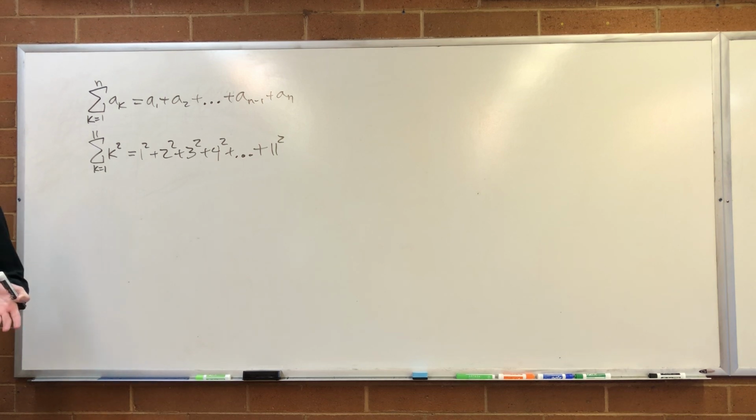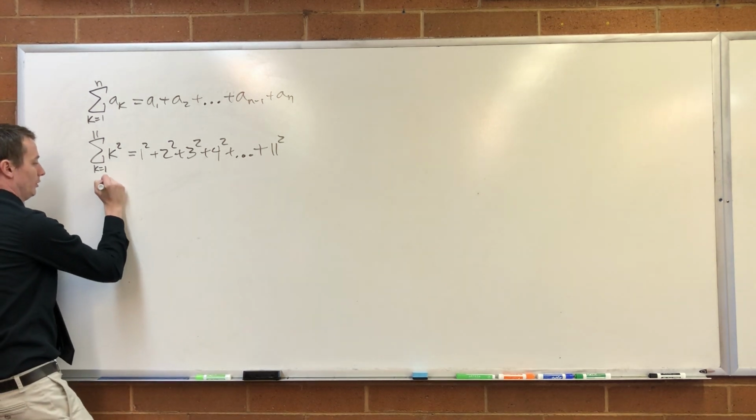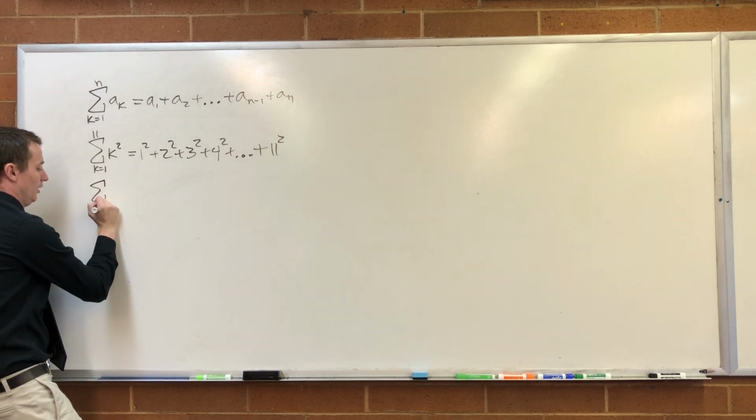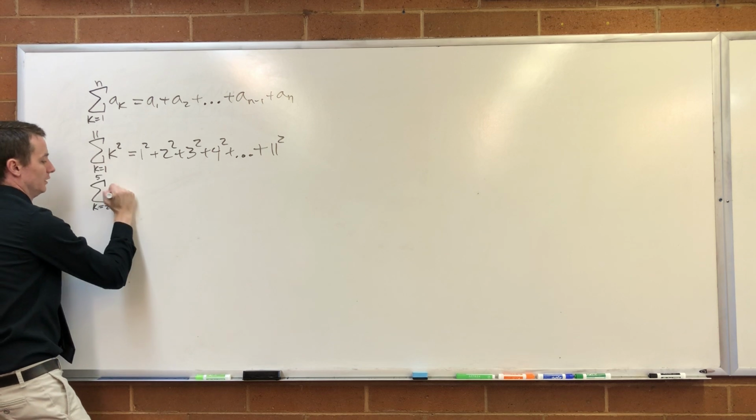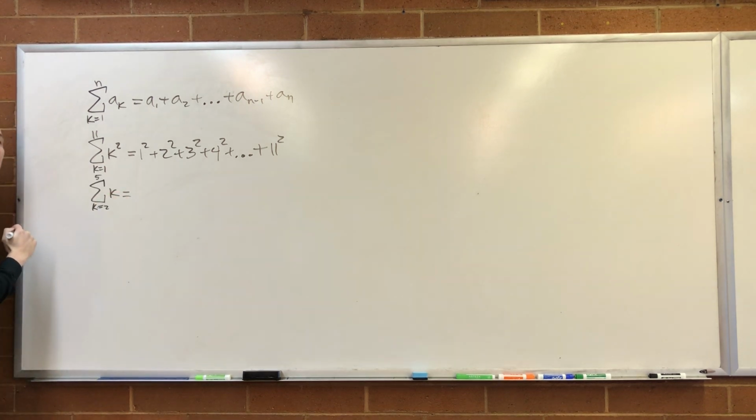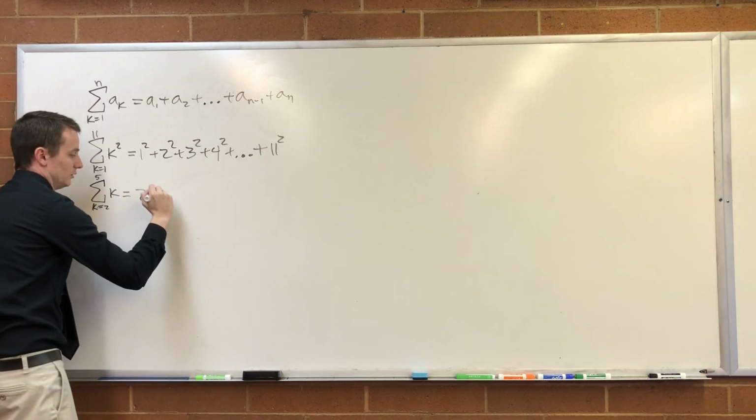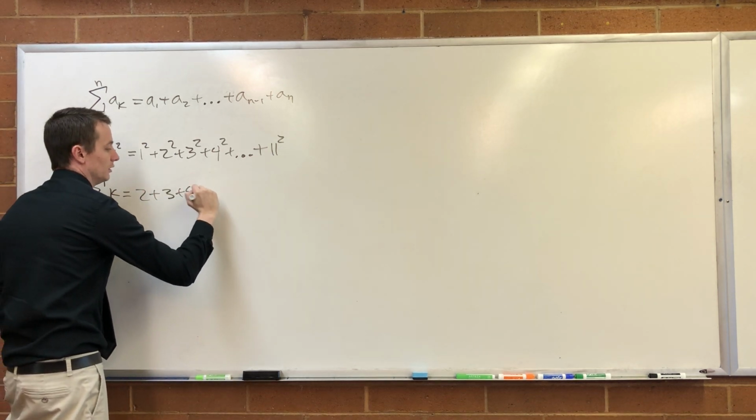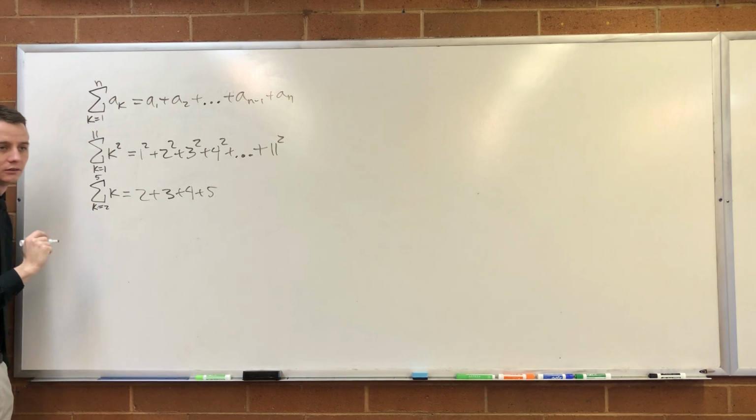Okay. Does that make sense? Mm-hmm. So let's write some really simple ones. What if I say the sum from k equals 2 to 5 of k? What's that equal to? 2 plus 3 plus 4 plus 5. Perfect. That's exactly right.